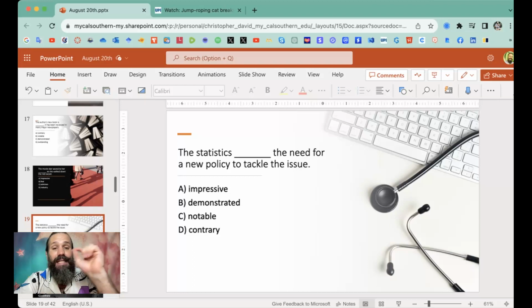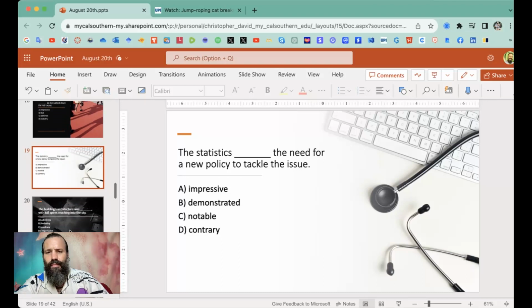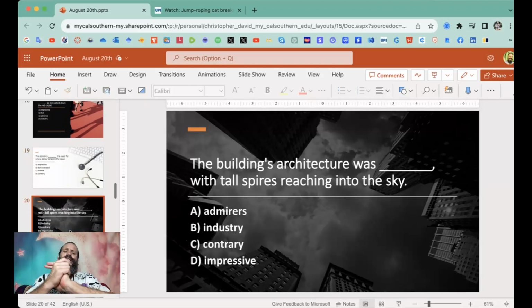The statistics blank the need for a new policy to tackle the issue. The statistics demonstrated the need for a new policy to tackle the issues. And this one, I think, is the only one that's really even grammatically correct. You can maybe argue with me, but definitely the best answer.